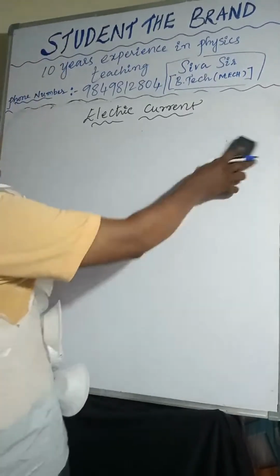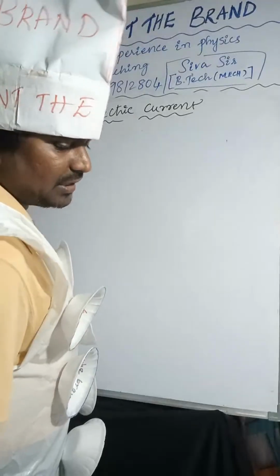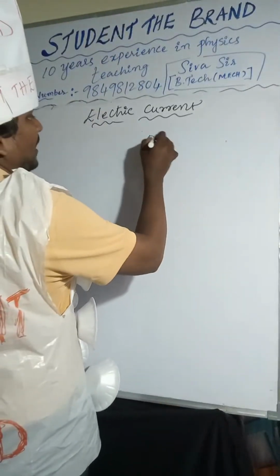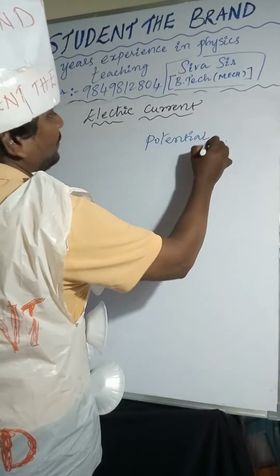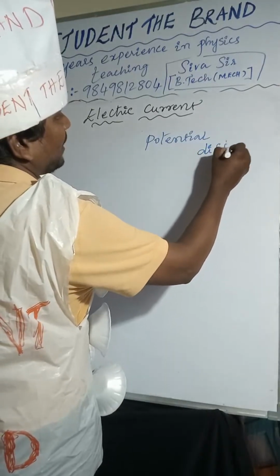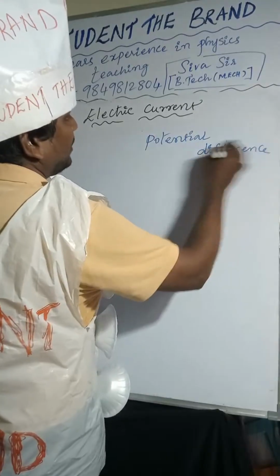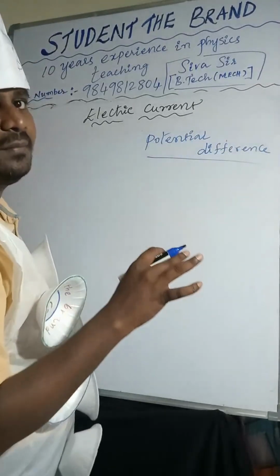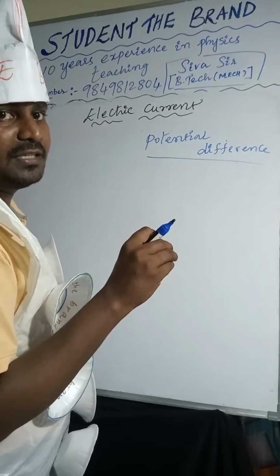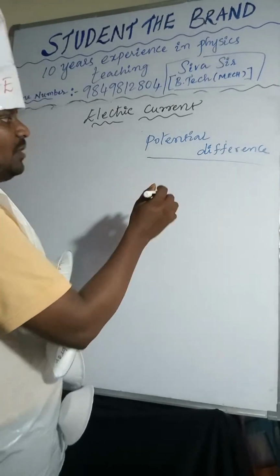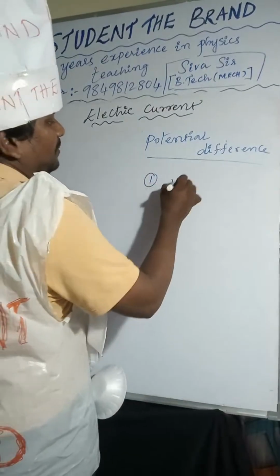Now I am considering potential difference. Related to potential difference, I will explain a few very important highlight points. Definitely they will come for the exam, and I am teaching those types of questions. So the first one is the voltmeter.